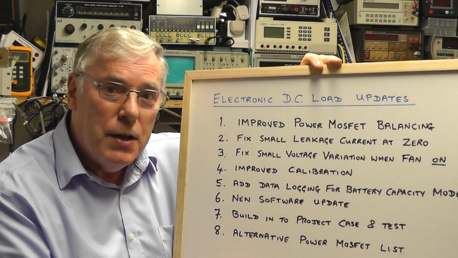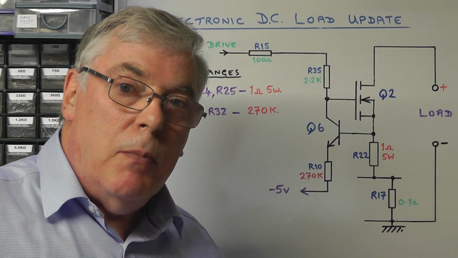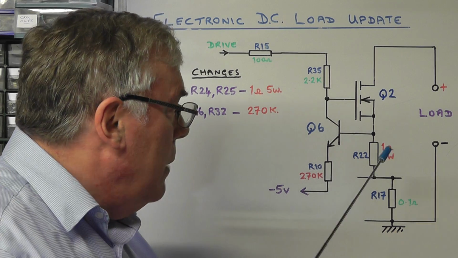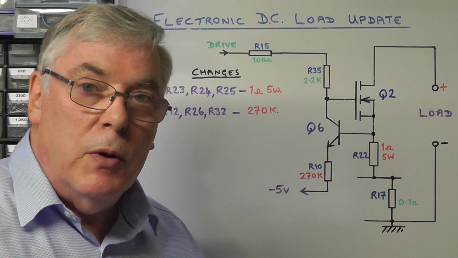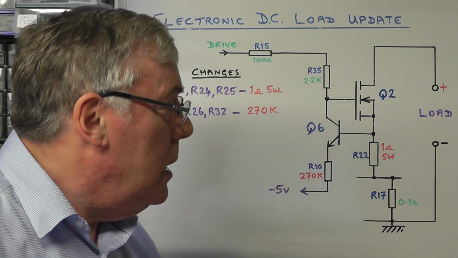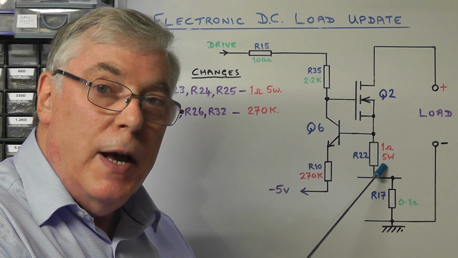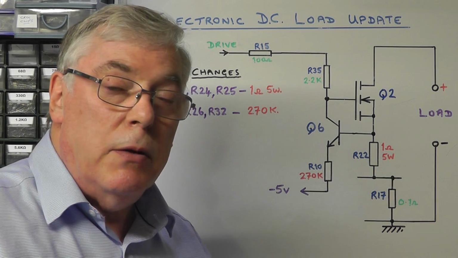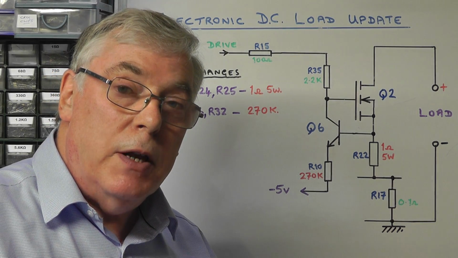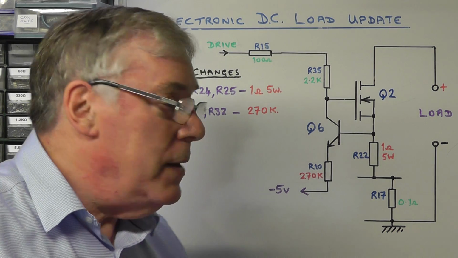So let's get started. Let's have a quick look at the changes that I've made to the output section of this DC load around the power MOSFETs. I've just illustrated it here by looking at one of the power MOSFETs and its associated transistor, but equally the same applies to the other three. And if you recall, in each of the source returns of the power MOSFETs we had a small value resistor, a 0.1 ohm 3 watt resistor. And what that was doing was giving some form of balancing or power sharing between the four MOSFETs.